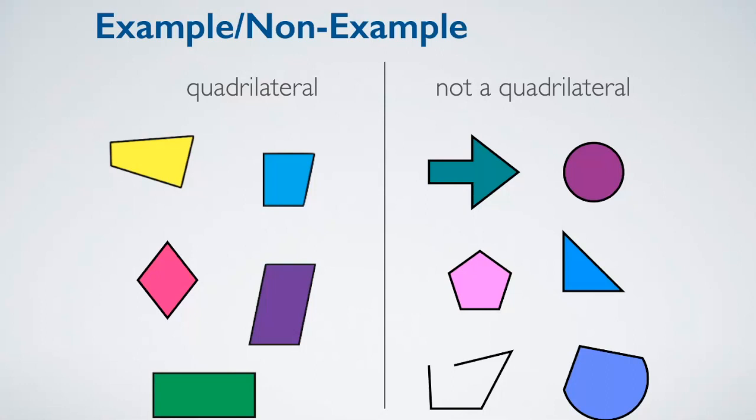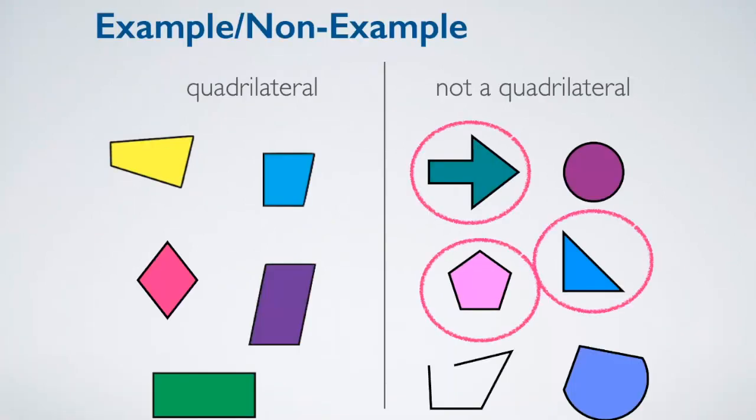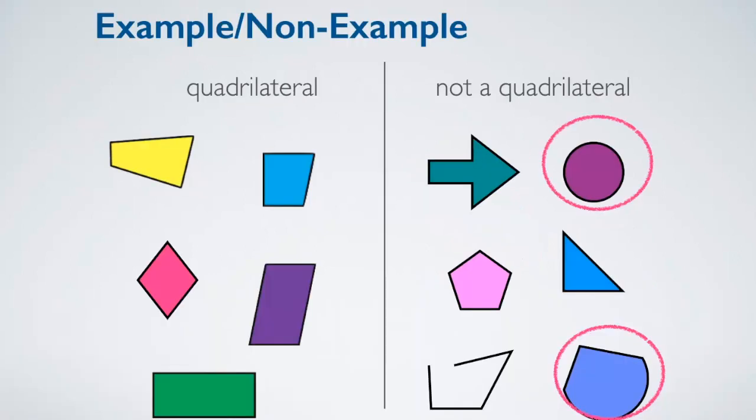On the right, students can see non-examples. I could point to specific non-examples and ask students why they are not quadrilaterals. Let's start with these. Why aren't these quadrilaterals? These aren't quadrilaterals because they have more or fewer than 4 sides, and quadrilaterals must have 4 sides.